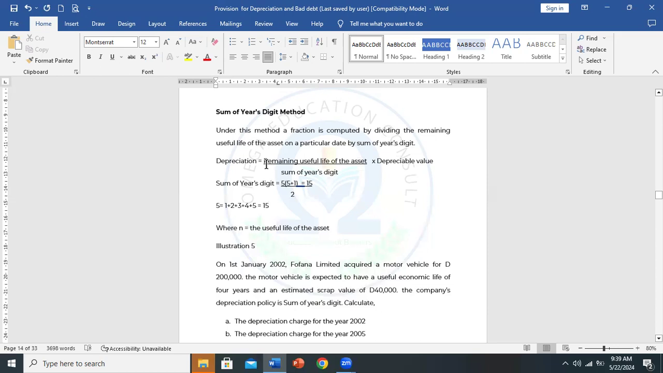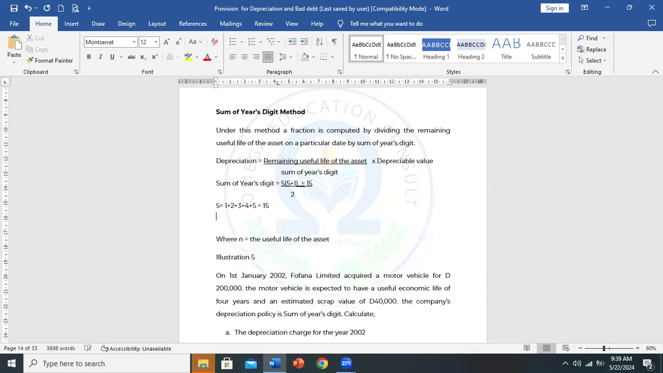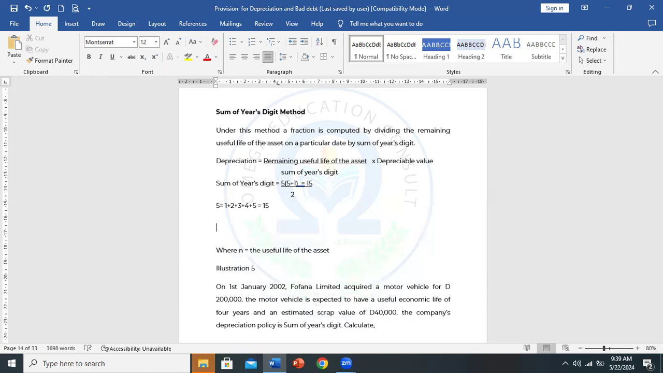Now the next variable is the remaining useful life of the asset, which is also very simple to do. But if the useful life is longer, you find difficulty, right? So please look at how you go about it. Yes, Professor.